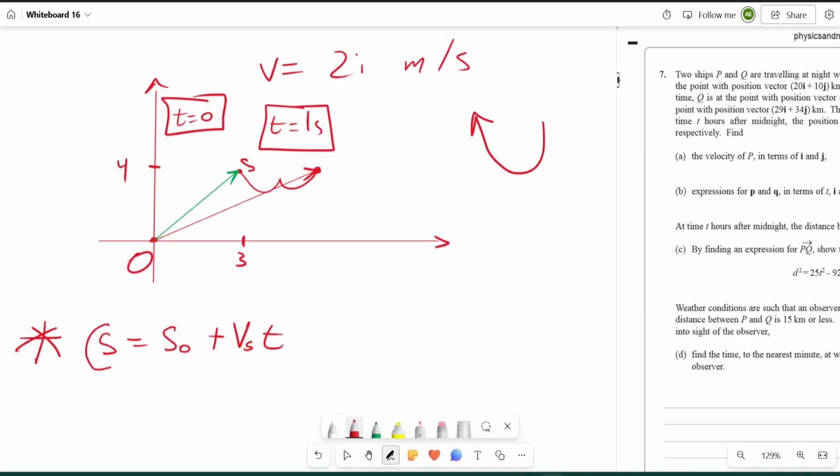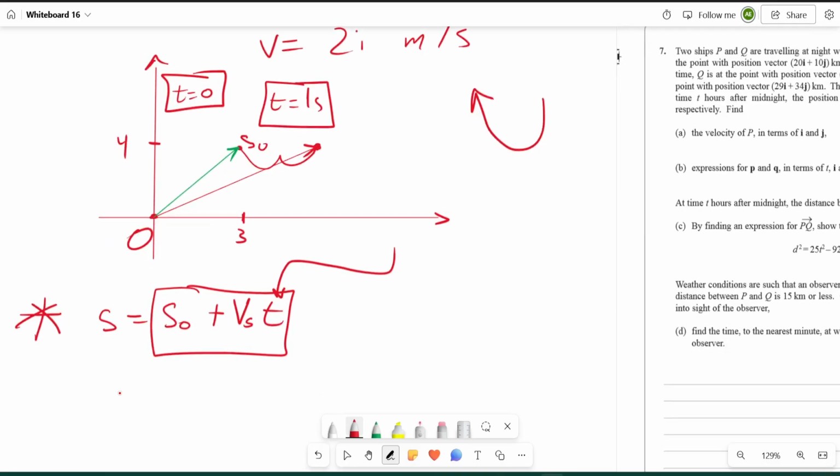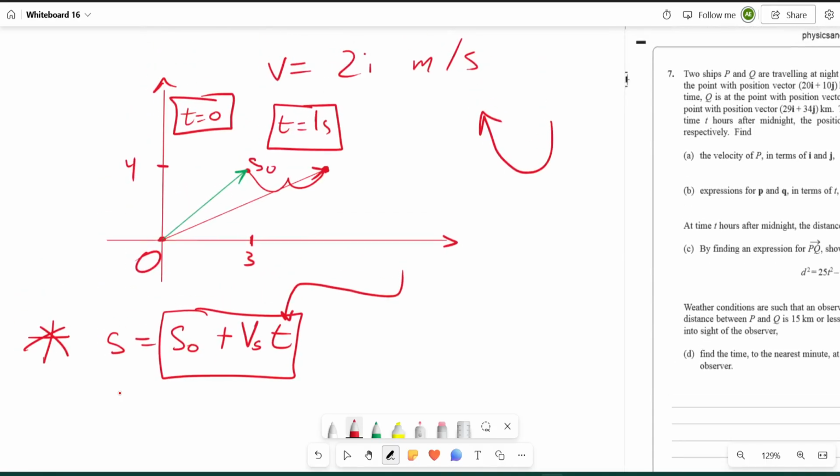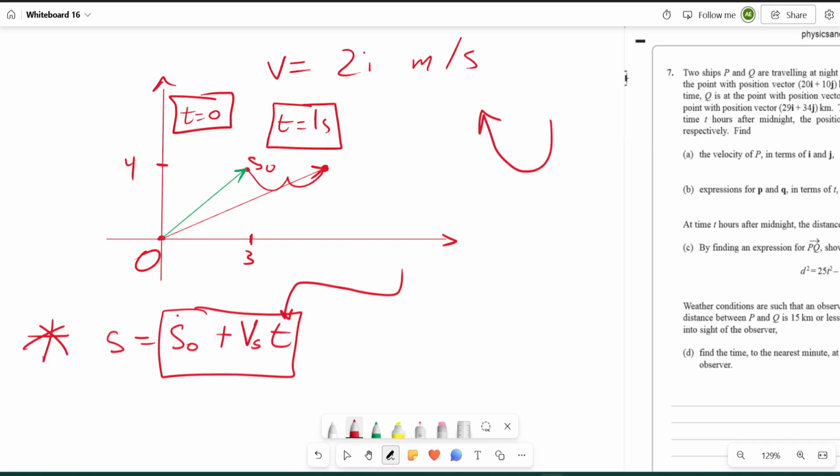What does that mean? The position vector is going to equal the initial position vector, so the position vector at time t equals 0, which was this one over here. Adding to that, the velocity vector multiplied by the time that I want. So if I want the position at t equals 10 seconds, I'm going to replace t with 10 over here and do this calculation. I'm going to find the final position vector at t equals 10 seconds. So this is basically how you can get the position vector. We're going to use this a lot, so please take note of this.